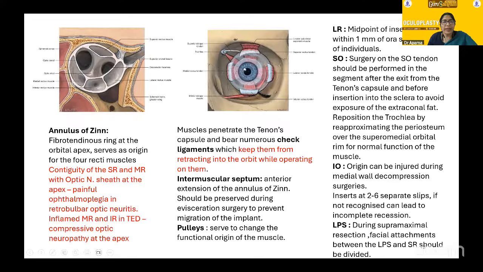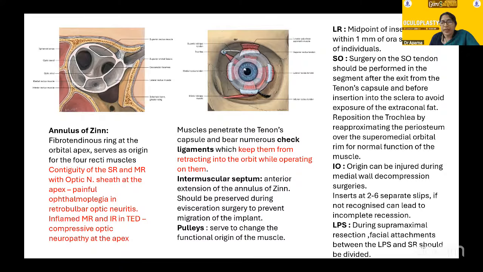So let us look at the structure of the annulus of Zinn. It's a fibrotendinous ring at the orbital apex, which serves as the origin of the four recti muscles. And here is a diagrammatic representation of the ring. The contiguity of the superior rectus and the medial rectus with the optic nerve sheath at the apex causes painful ophthalmoplegia in retrobulbar optic neuritis. And the inflammation of the medial rectus and the inferior rectus in thyroid eye disease is the cause for compressive optic neuropathy at the apex.